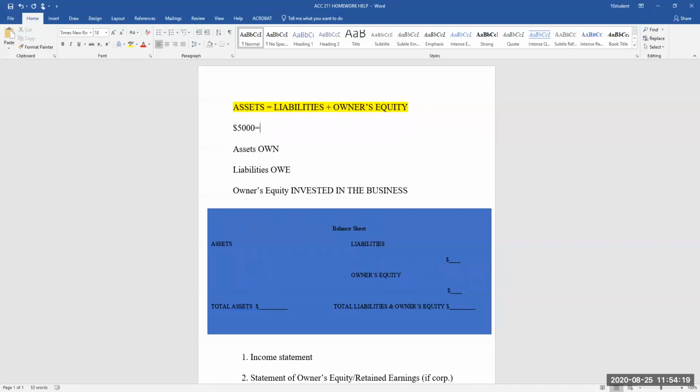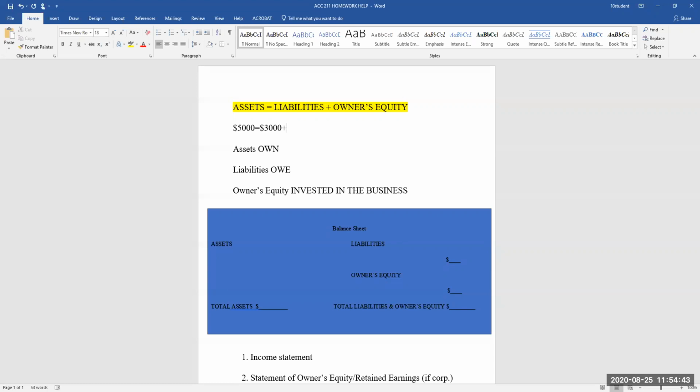Now let's say you've had it for a year and you've been making payments on it, but you still owe money on it, okay? Let's say you still owe $3,000. That $3,000 that you still owe is your liability on that car because you still owe it. You haven't paid it off, okay?